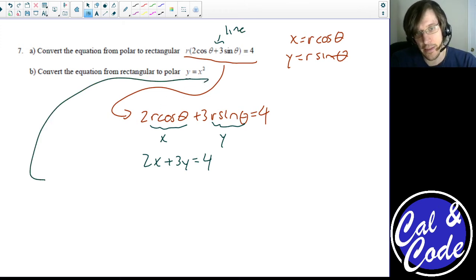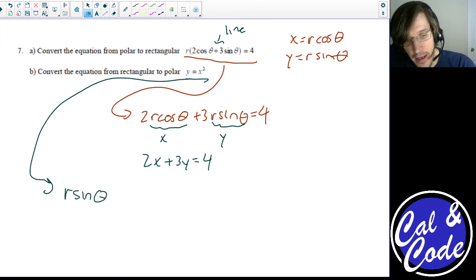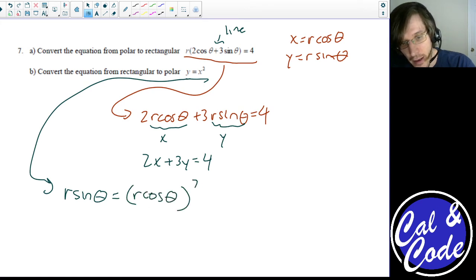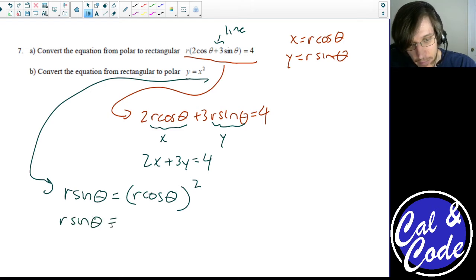All right, I have y is equal to x squared. I'd like to convert that into polar. So my y becomes r sine theta. My x becomes r cosine theta. That's going to be all squared. So I have r sine theta is equal to r squared cosine theta.